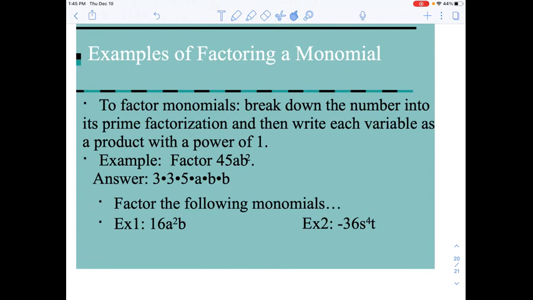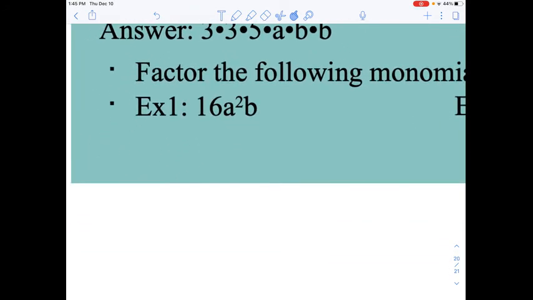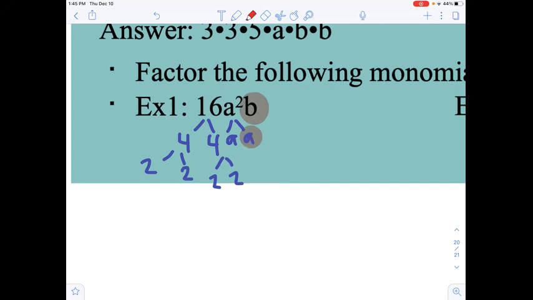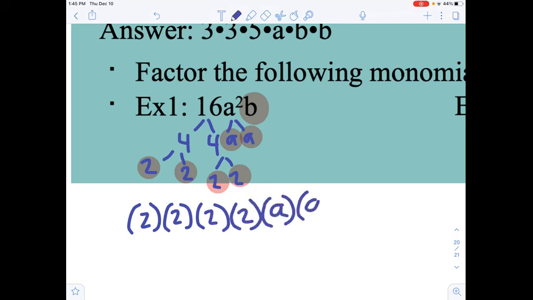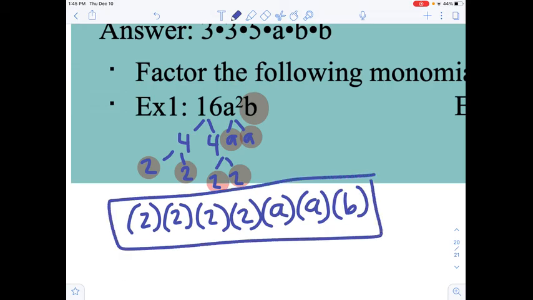So to factor monomials, we break down the number into its prime factorization and then write each variable as a product with the power of 1. So we cannot use exponents in this factoring of monomials. When we look at 16a squared b, we can factor this down. 16 can be factored into 4 and 4, which is 2 and 2, 2 and 2. A squared can be factored down into a times a, and b can't be factored down. So those are all our primes factored down, and we write that out without exponents. So 2 times 2 times 2 times 2 times a times b. And there we go.